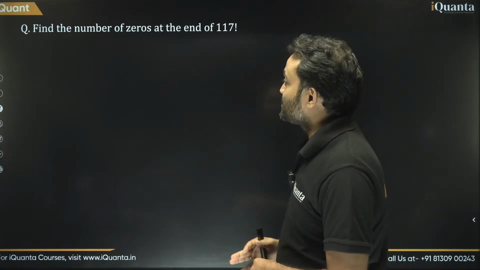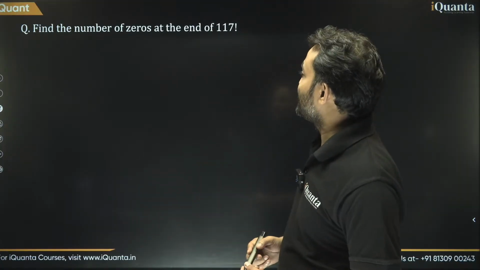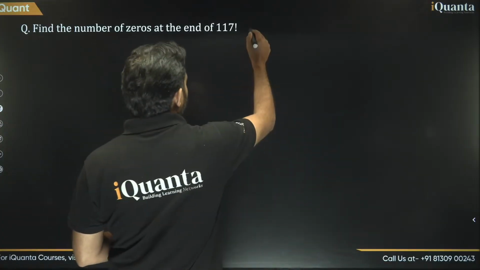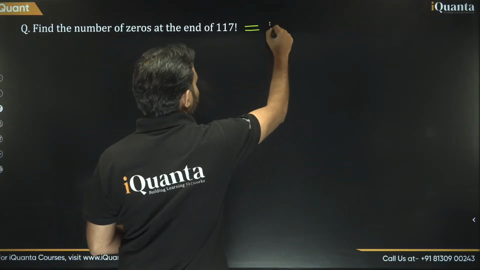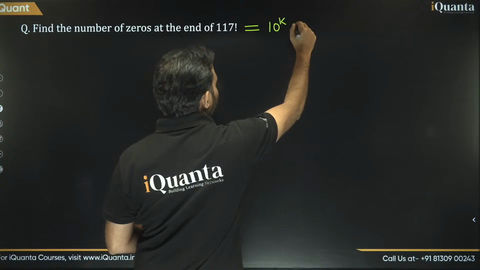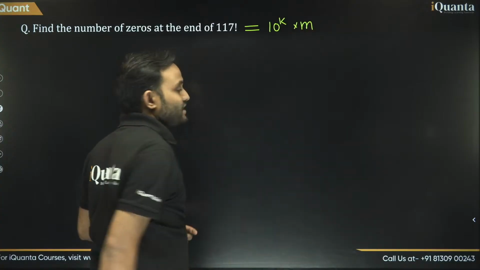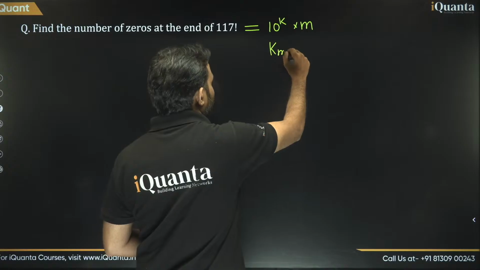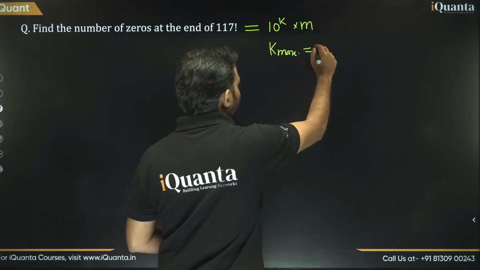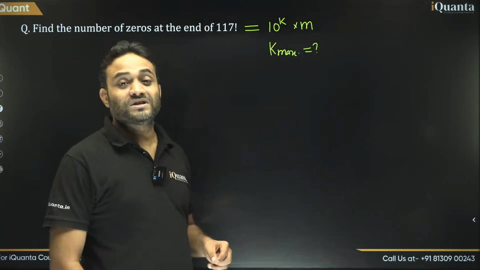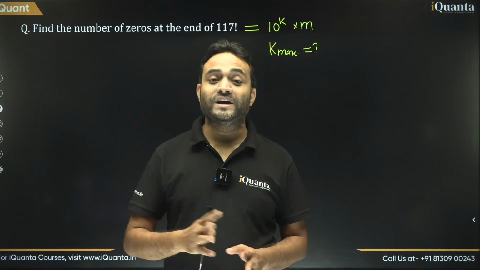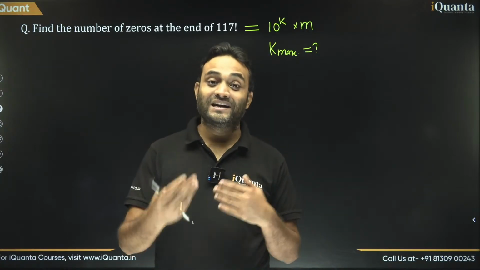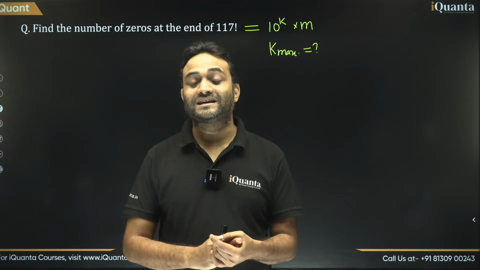But let's solve this one. It says find the number of zeros at the end of 117 factorial. Number of zeros means we need to write 10 to the power k into m, right? So we need to find the maximum value of k. This is what we need to find. What is the number of consecutive zeros at the end of any number? It is the maximum power of 10 that can divide that number.